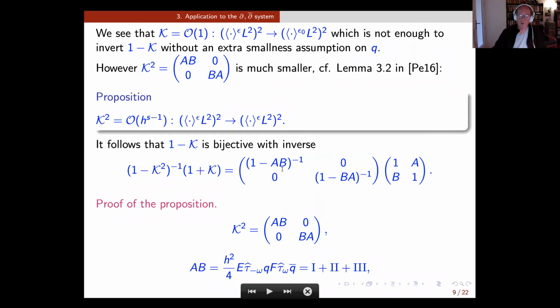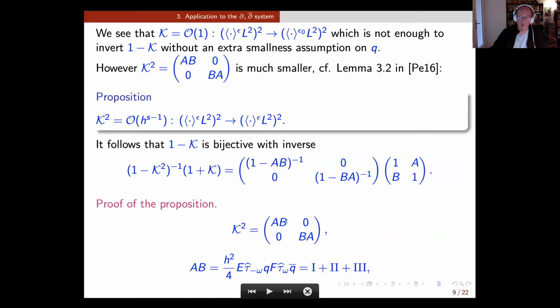And this inverse, I can spell out what it looks like in matrix form. It's written here. It's 1 minus AB inverse and 1 minus BA inverse on the diagonal, and then times a matrix which has identity on the diagonal, and A and B off the diagonal. So I explain quickly the proof of this.